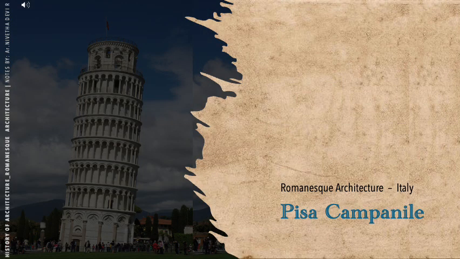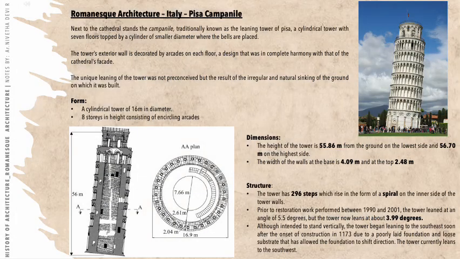Pisa Campanile. Next to the cathedral stands the Campanile, traditionally known as the Leaning Tower of Pisa, a cylindrical tower with 7 floors topped by a cylinder of smaller diameter where the bells are placed. The tower's exterior wall is decorated by arcades on each floor, a design that was in complete harmony with that of the cathedral's facade. The unique leaning of the tower was not preconceived but the result of the irregular and natural sinking of the ground on which it was built.